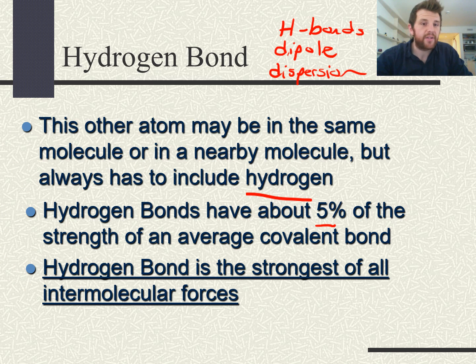The other atom may be in the same molecule or in a nearby molecule, but it has to include a hydrogen. These have about 5% of the strength of an average covalent bond. Hydrogen bonds are the strongest of all molecular forces. So if you're thinking about ranks, it goes hydrogen bonds, then dipole, then dispersion. Those are the different forces that are tiered, the intermolecular forces that are interactions.